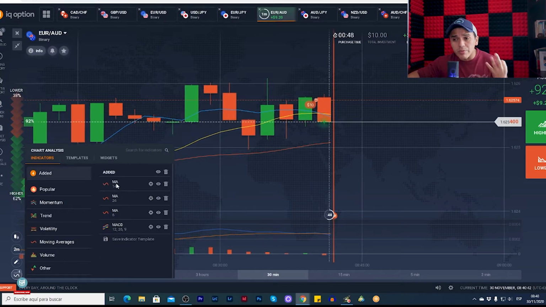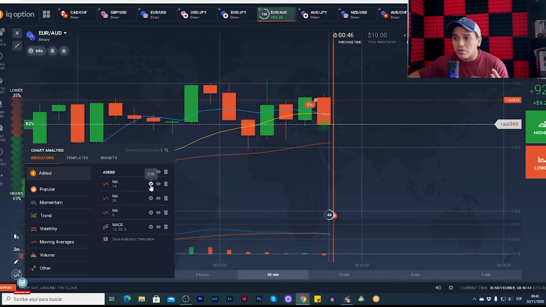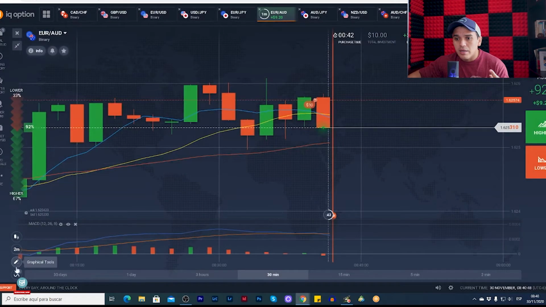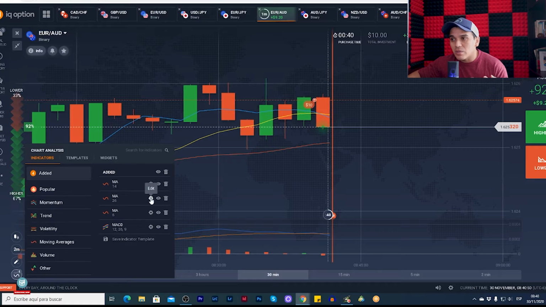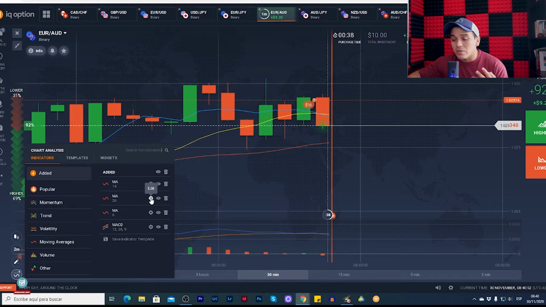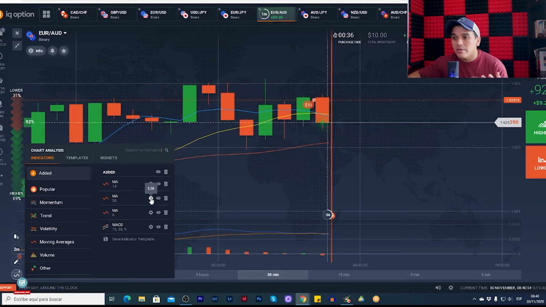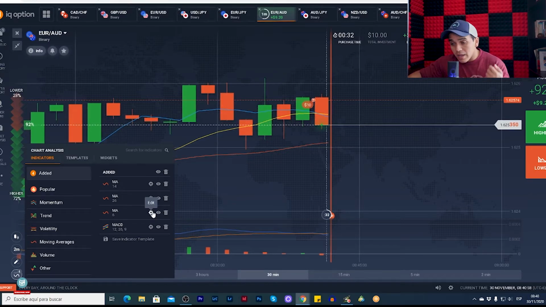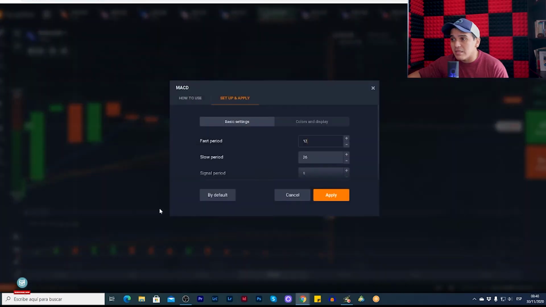I'm going to explain how to configure your indicators. We are going to use 3 moving averages. The first one is period 14, color yellow. The second line is period 26, color red. The third line is period 6, color blue. And the fourth indicator is going to be the MACD, 12, 26, 9.